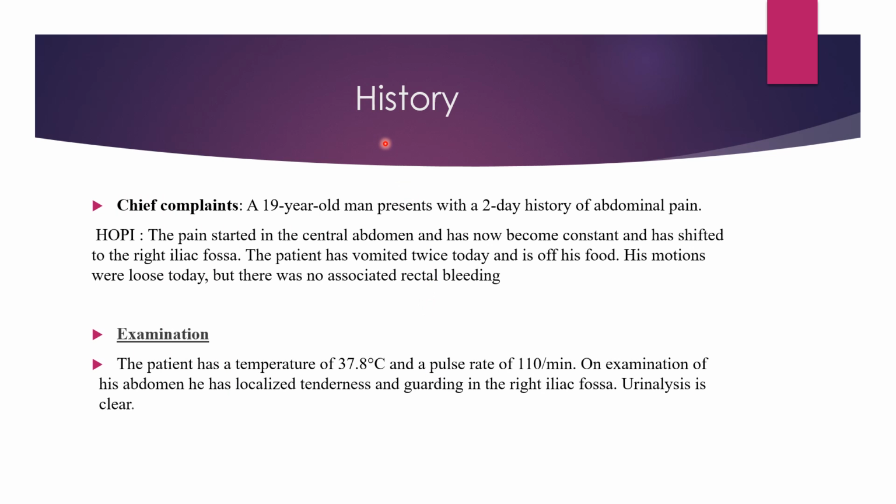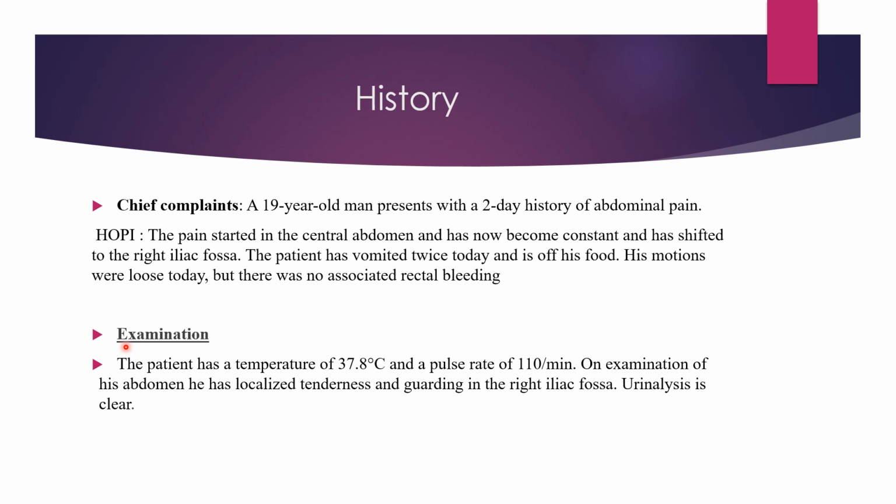The patient is a 19-year-old man who presents with a 2-day history of abdominal pain. In the history of present illness, the pain started in the central abdomen and has now become constant and has shifted to the right iliac fossa. The patient has vomited twice today and is off his food. His motions were loose today, but there was no associated rectal bleeding.